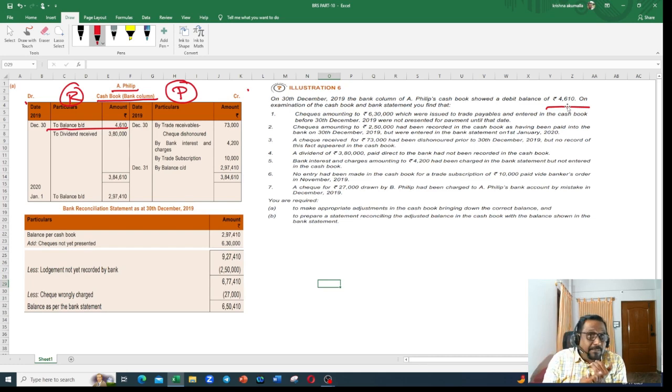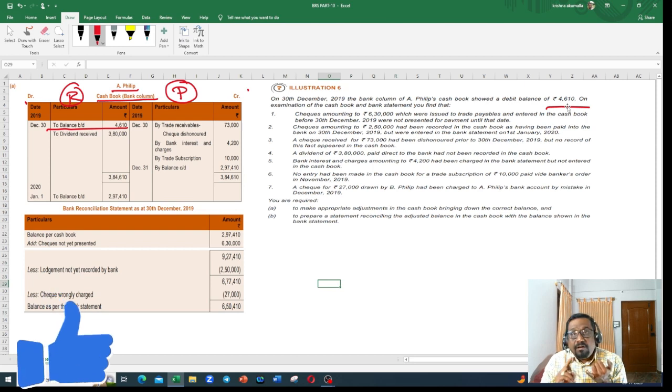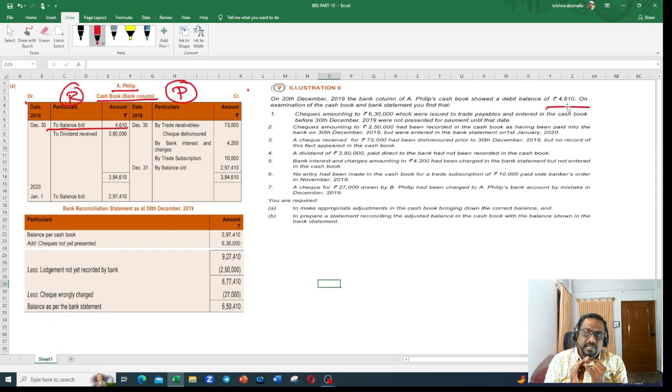This is neither a mistake from our side nor a mistake from the banker's side, because the suppliers did not present the checks. That is one. Second thing, it is not an omission from our side, because as soon as the checks are issued, we record them in our books. Where is the question of omission here? So it is not an omission in our books either. So this entry will not come in our adjusted cash book because there is no error and no omission.